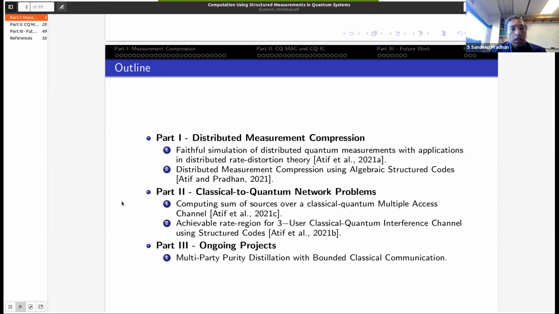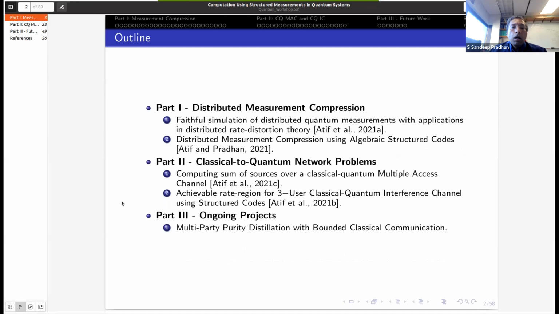I'm going to first talk about measurement, or what we call a QC system, where the input is quantum and the output is classical. That's part one. Then we go to the channel coding problem, in which case we have a classical input and quantum output. So we're going to be looking at hybrid systems, where the input can be either classical or quantum, and the output can be classical or quantum.